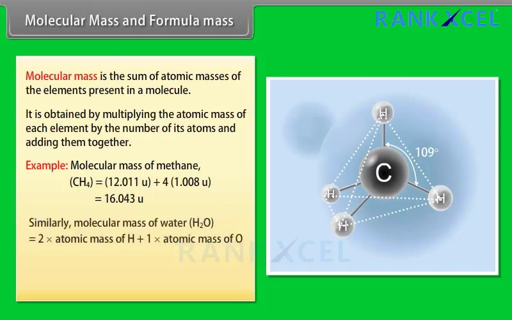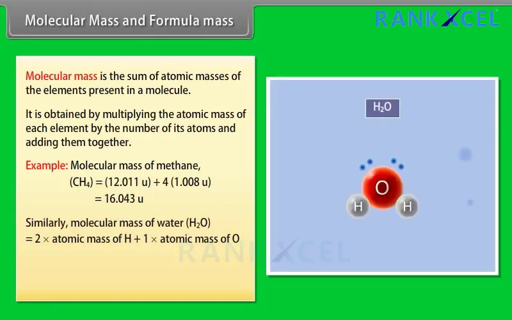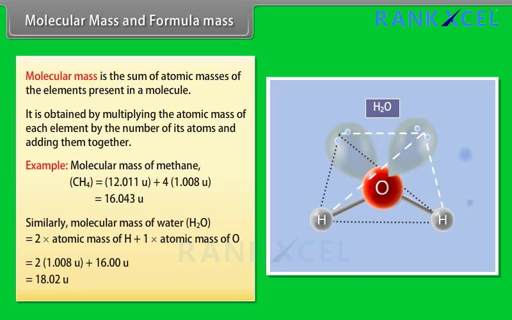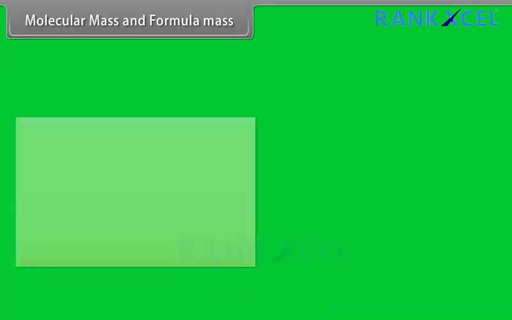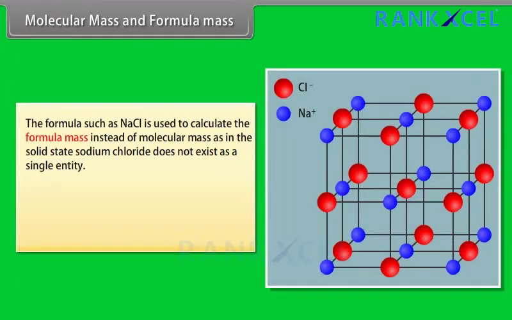which is equal to 16.043 u. Similarly, the molecular mass of water, H2O, is equal to 2 × atomic mass of H plus 1 × atomic mass of O, which is equal to 2 × 1.008 u plus 16.00 u, which is equal to 18.02 u.